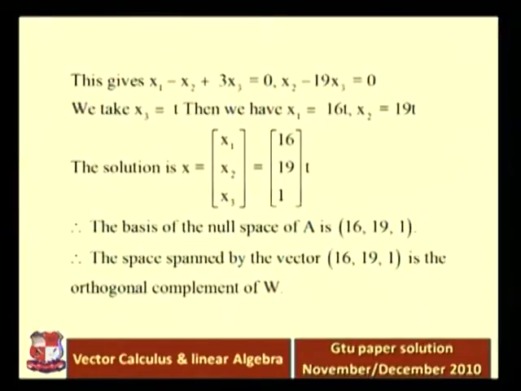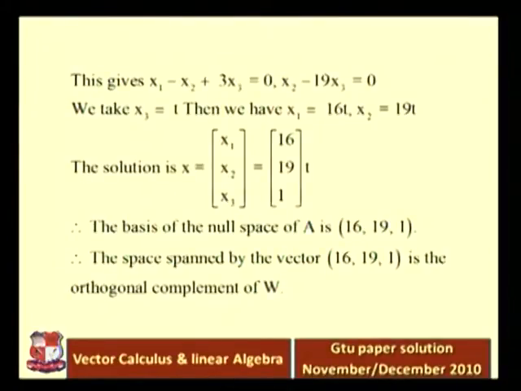So the solution is x equal to (x1, x2, x3), that is equal to (16, 19, 1) times t. So the basis of the null space of A is (16, 19, 1), and the space spanned by the vector (16, 19, 1) is the orthogonal complement of W.